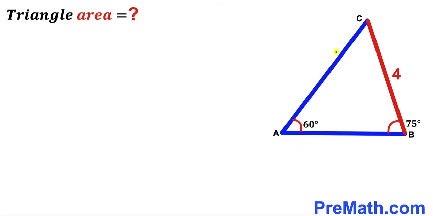We have this scalene triangle ABC, as you can see in the given diagram, such that the side length BC is 4 units, and moreover, this angle BAC is 60 degrees, whereas this angle ABC is 75 degrees. Now our task is to calculate the area of this triangle ABC.